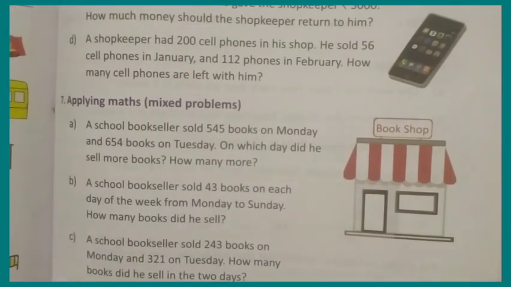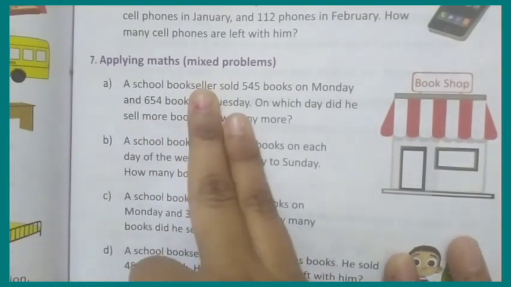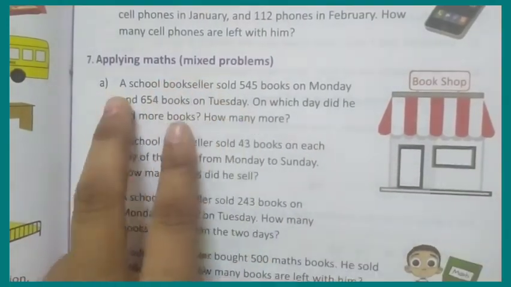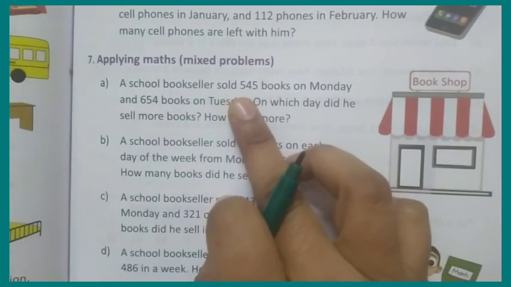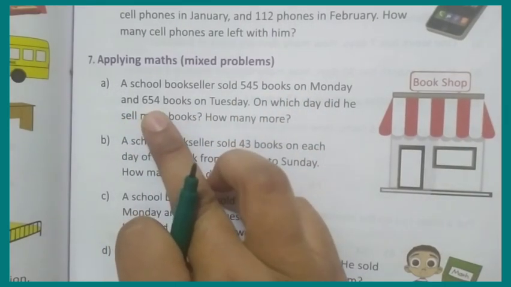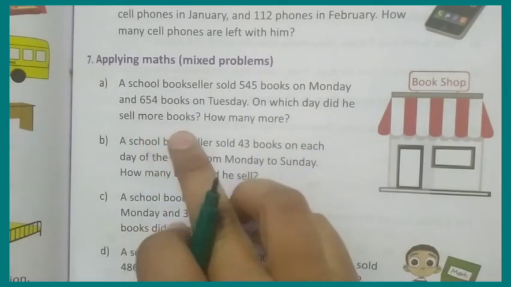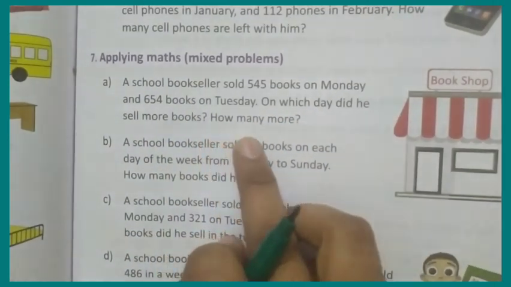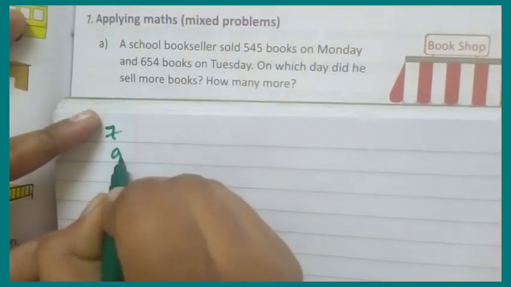Okay, D answer. Now look at 7th bit. Applying maths. Look at A question. A school bookseller sold 545 books on Monday and 654 books on Tuesday. On which day did he sell more books? How many more? Look at 7th bit, A answer.